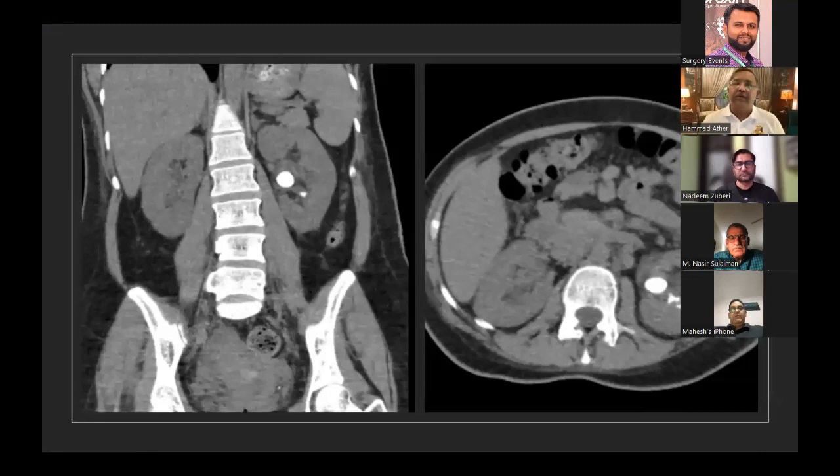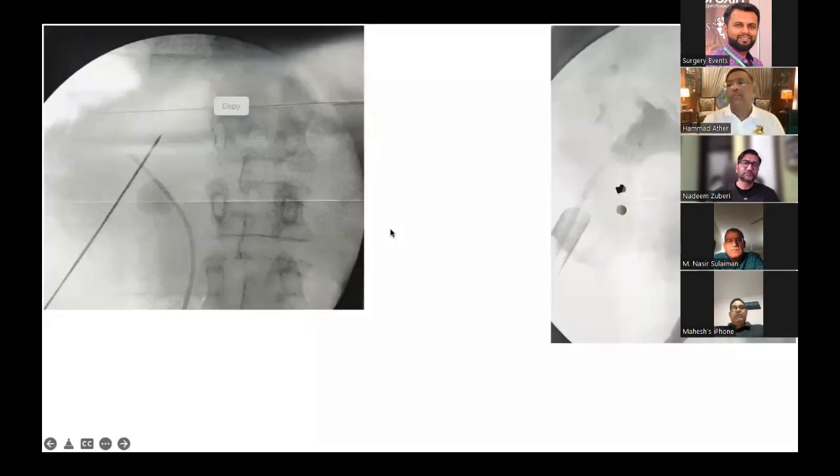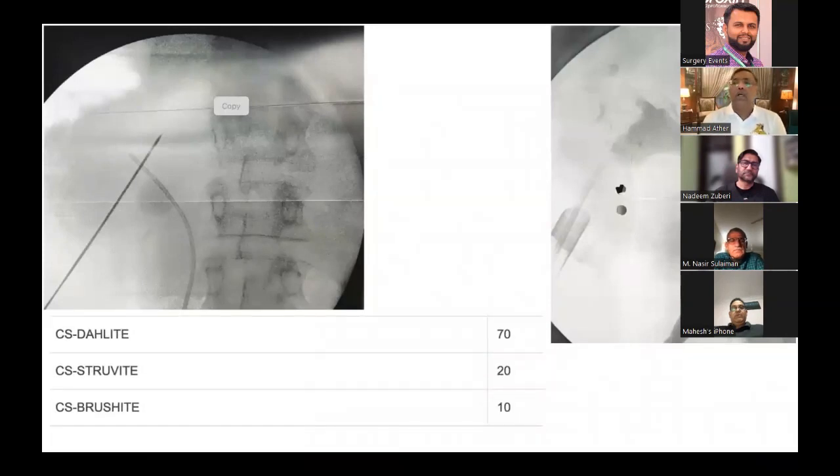Once she delivered, a scan was done on the second postpartum day. And you can see a large stone in the renal pelvis on the left side, and the nephrostomy tube, part of which is visible in this picture. The uterus is involuting. This was only the second or third day after delivery. And subsequently, we did a PCNL, and her stone composition is interesting.